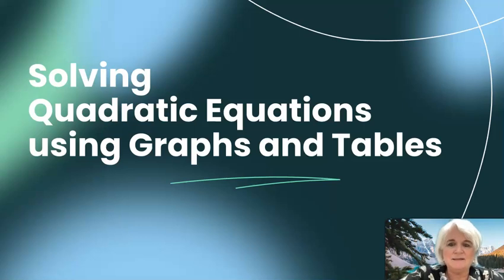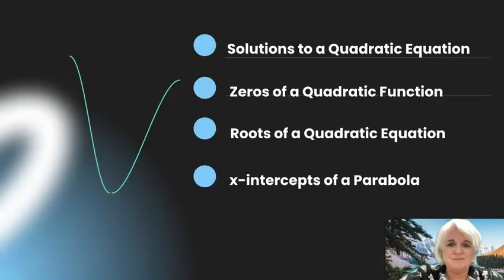This lesson is on solving quadratic equations using graphs and tables. Solutions to a quadratic equation, zeros of a quadratic function, roots of a quadratic equation, x-intercepts of a parabola, they all mean the same thing. So if they're looking for the solutions to a quadratic equation, if you're looking at a graph, you only have to look at the x-intercepts of the parabola. A parabola, recall, is the graph of a quadratic equation.